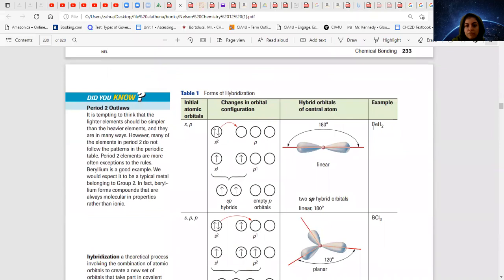Same thing I can show for BeH2. So Be has 2 electrons in the s orbital, but they are not single. That's why one moves into the higher level. They combine with the p orbital. When they combine, the electrons will be distributed evenly. Now here it's going to be sp, right? So this is the sp hybrid. It means one of these orbitals is from p, and one is from s. That's why it's going to be sp.